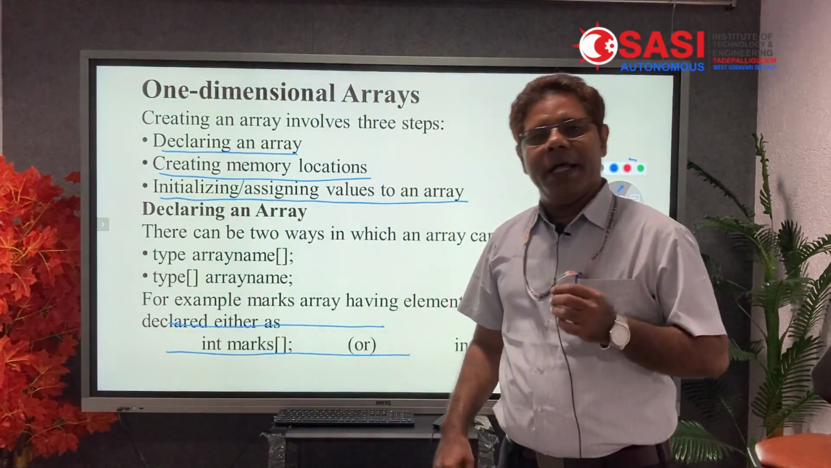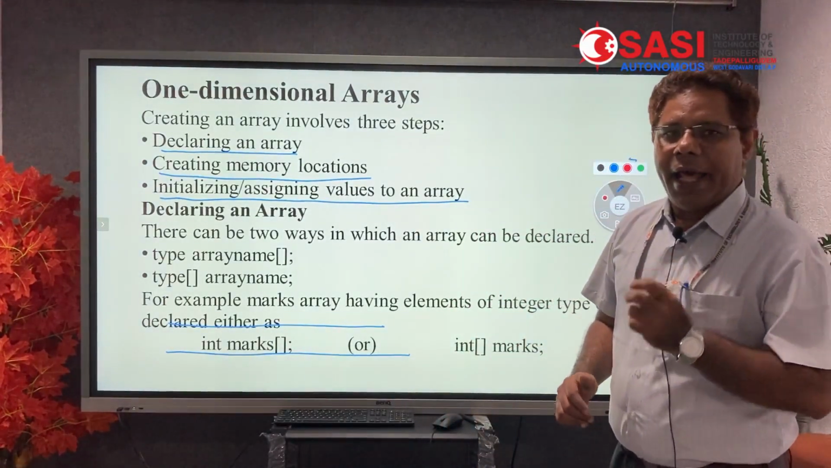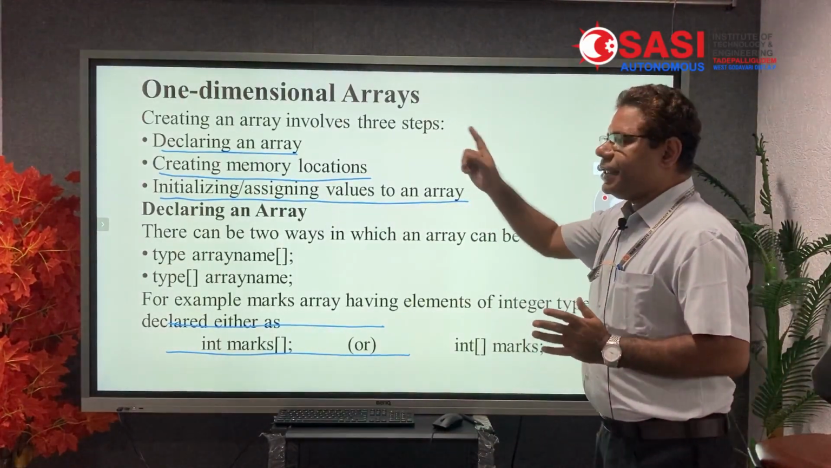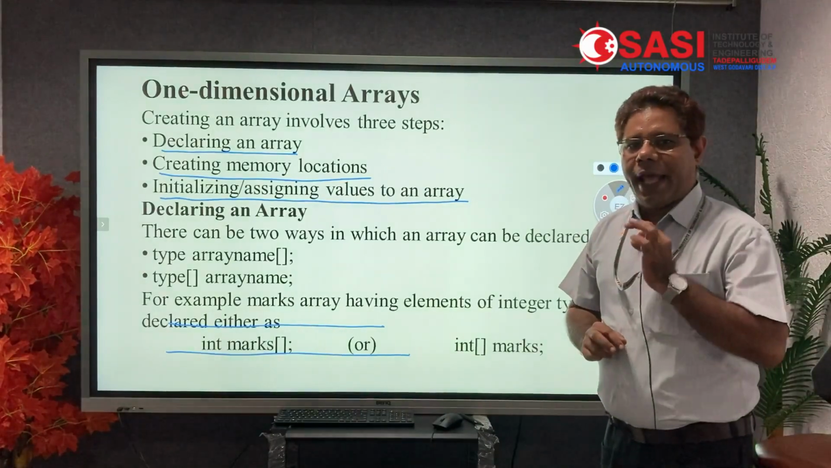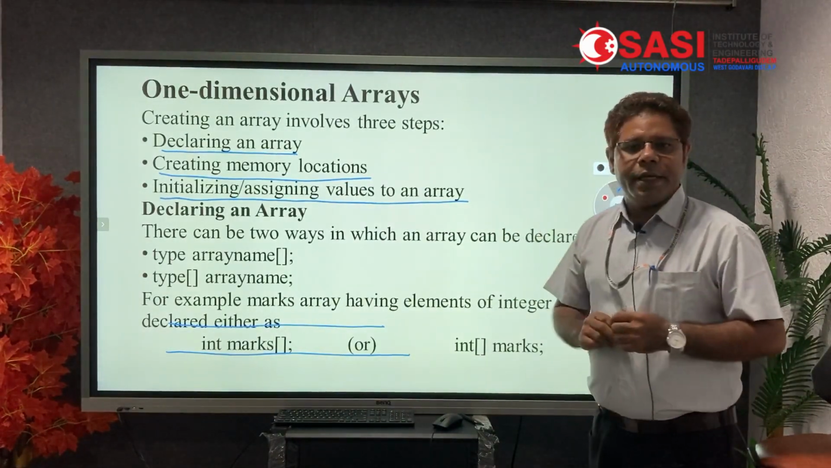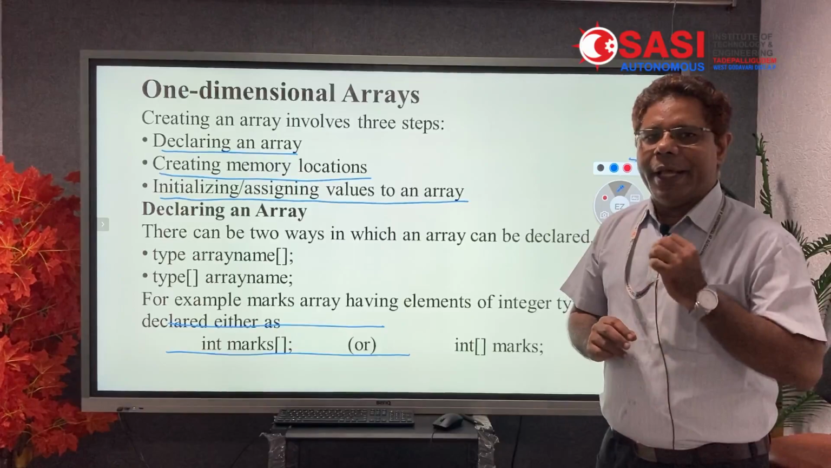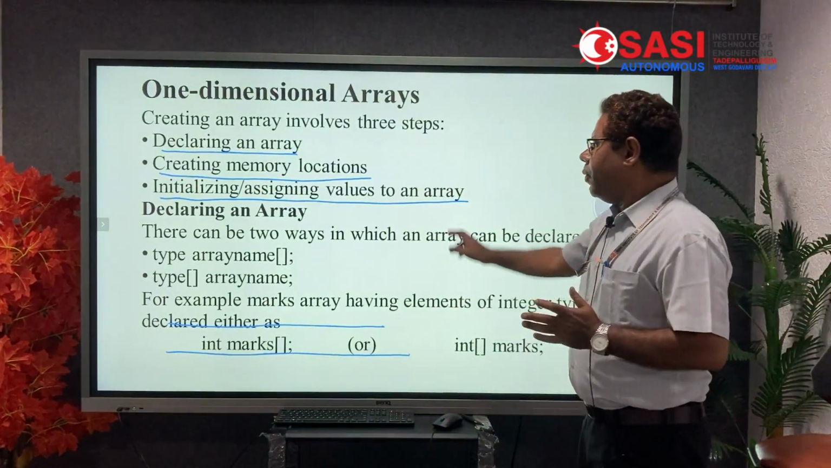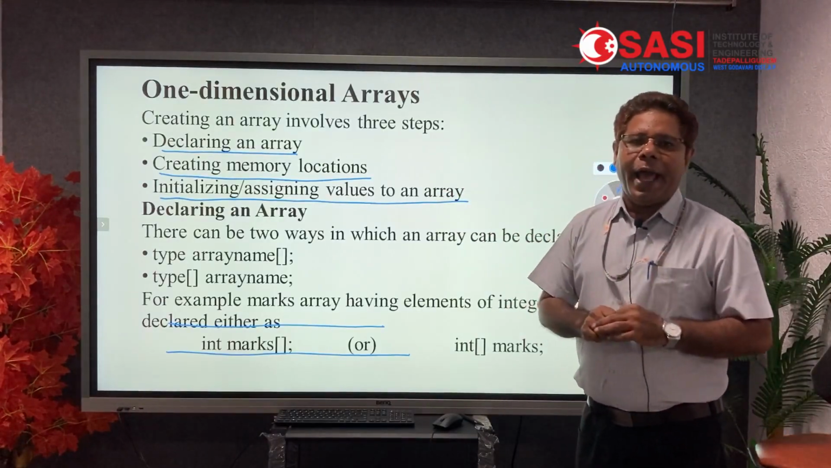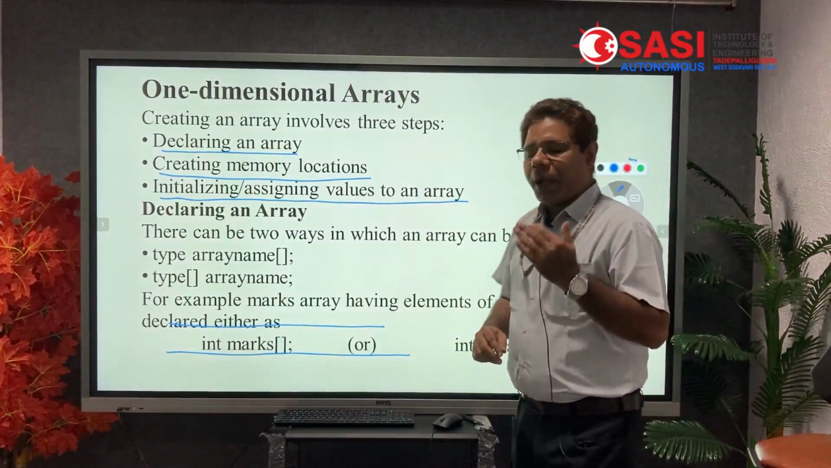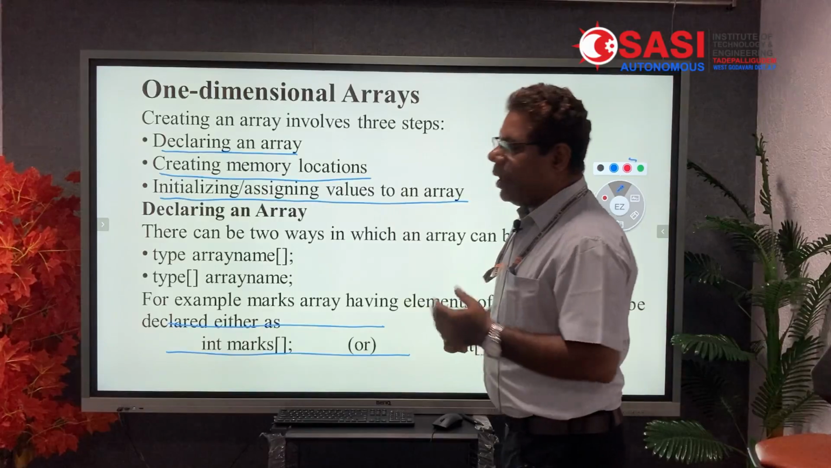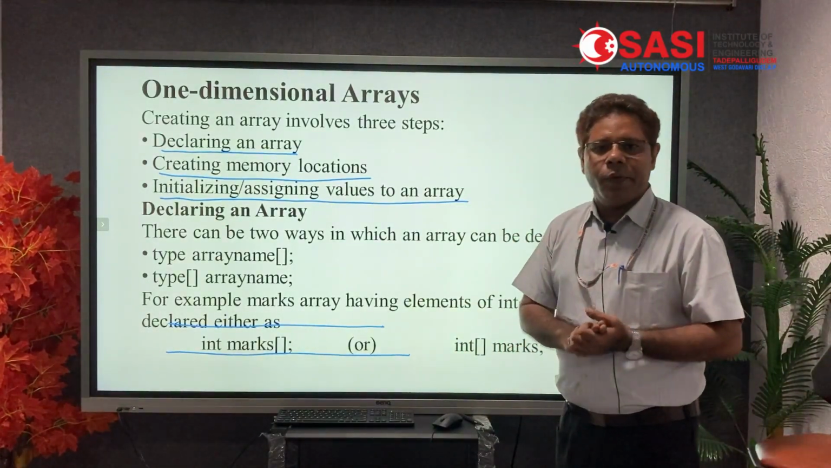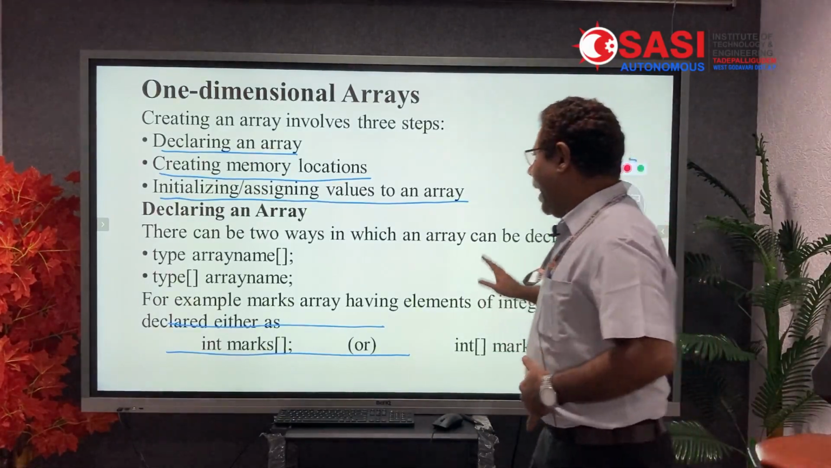So in Java, creating an array has three steps. First step is declaring an array. Second step is creating memory locations. Third step is assigning values to an array. Now we will see one by one how we can declare an array, how we can create memory locations, how we can assign values to the array.